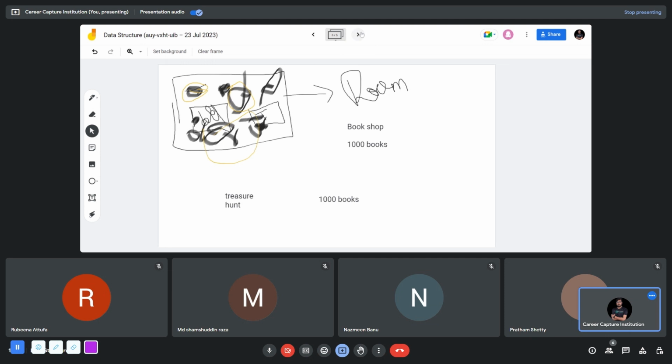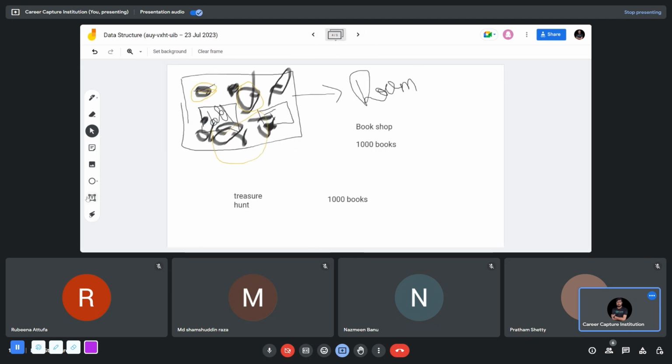So what I have done is, I went to a hardware shop and I purchased, let's suppose, a book slab. This is my book slab. My book slab looks like this. I have placed it in my entire room.